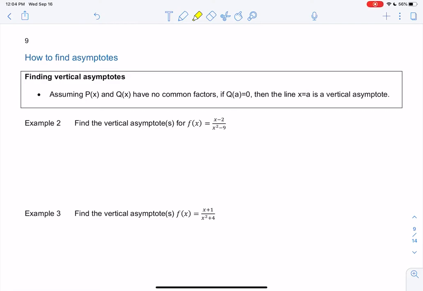Okay, we defined asymptotes, and now let's figure out how to find them, because that's what's going to stick more than the definitions. So let's just go through the different types. We'll start with vertical asymptotes.